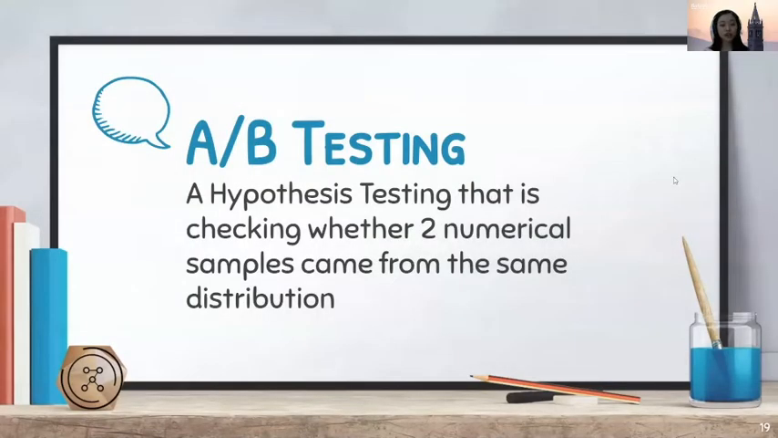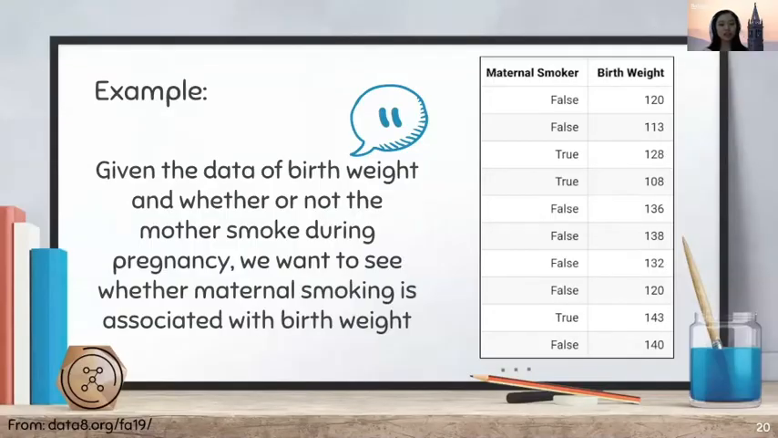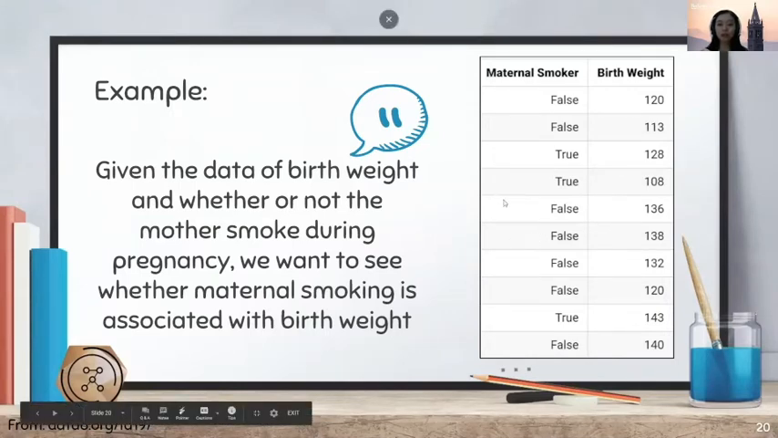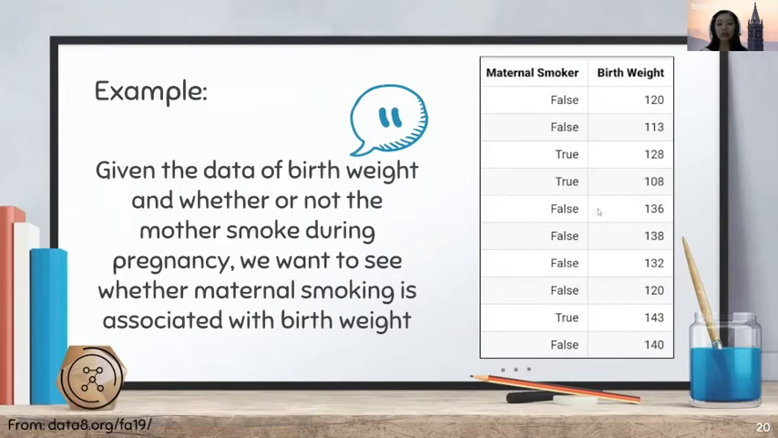Now let's move on to A/B testing, which is a special type of hypothesis testing that is checking whether two numerical samples came from the same underlying distribution. For example, you're given this data set, so you know whether the mom is smoking or not smoking during pregnancy and the weight of the baby at birth. And you want to know whether maternal smoking is associated with the birth weight.